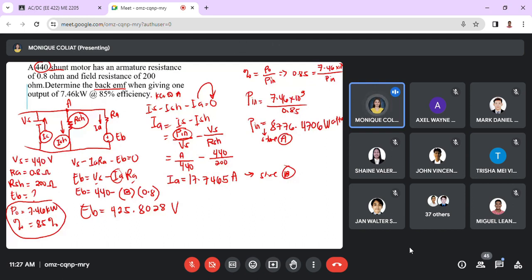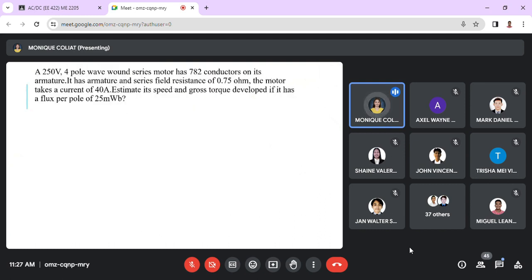Okay, so last problem. We have a 250 volts 4-pole wave wound series motor that has 782 conductors on its armature. It has armature and series field resistance of 0.75 ohm, and the motor takes a current of 40 ampere. Estimate its speed and gross torque developed if it has a flux per pole of 25 milliweber.